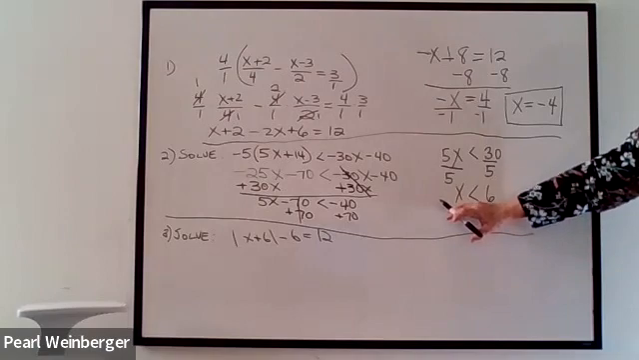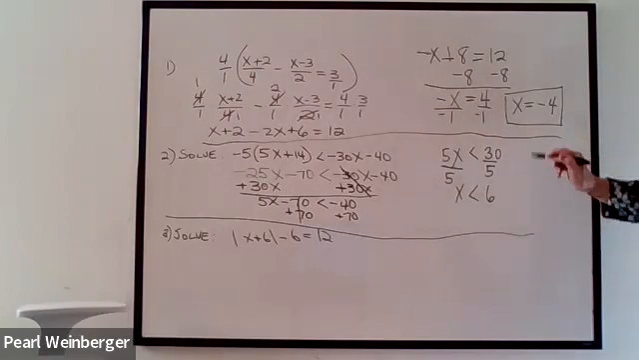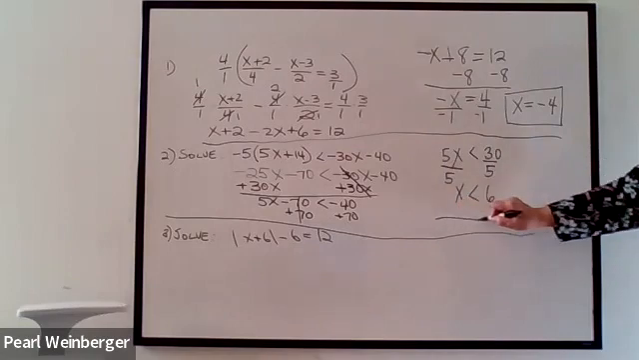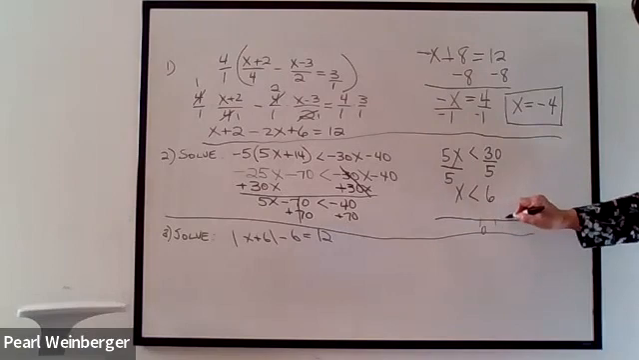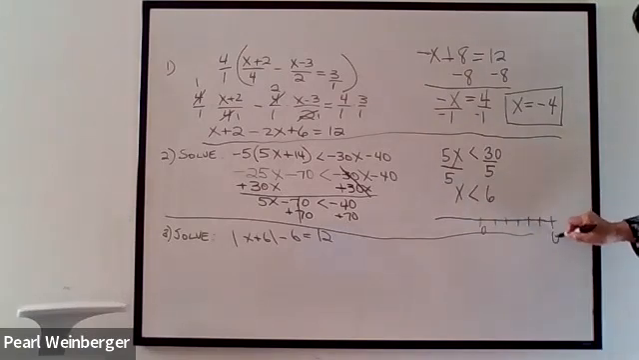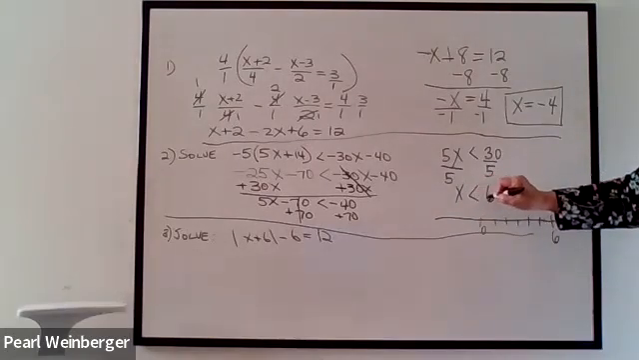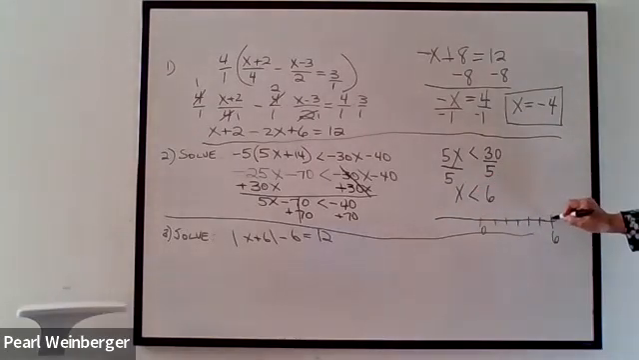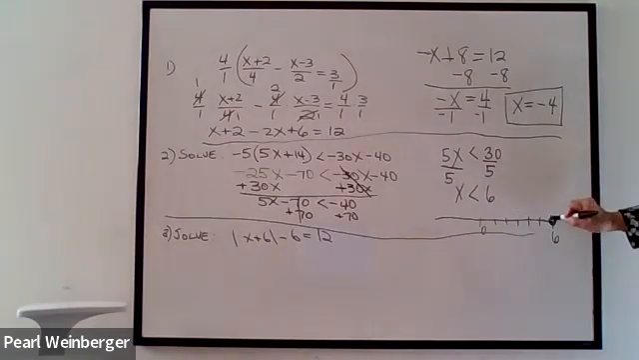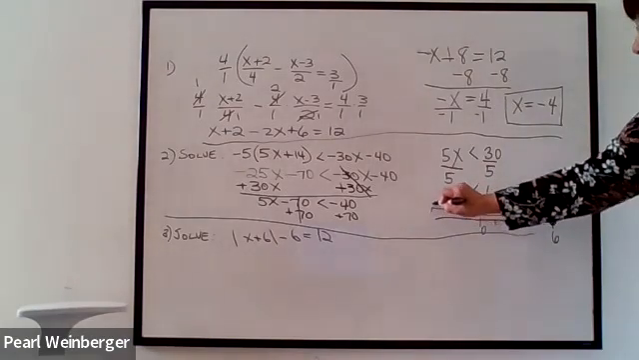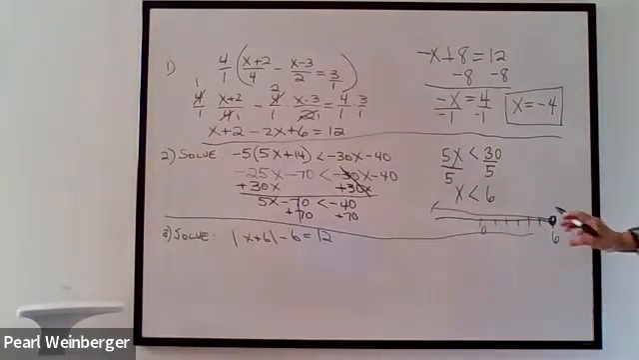So this is how your answer would look as an inequality. On the number line, it would look like this. Here's the 0, 1, 2, 3, 4, 5, 6. Over here is a 6. Since this is just a plain less than, you're going to make an open circle. And this looks like it's pointing to the left, so our arrow has to go to the left. That is what it would look like on a number line.